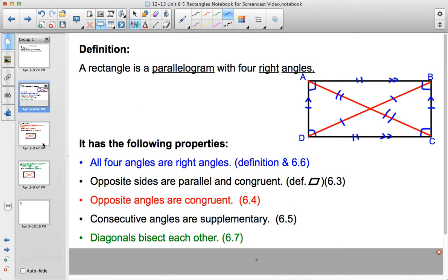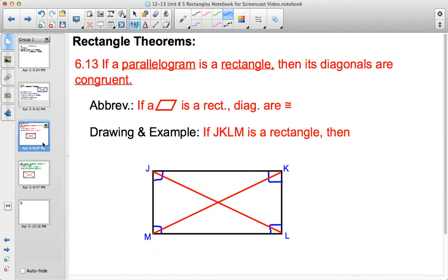We've got two of them for rectangles. Theorem 6.13: if a parallelogram is a rectangle, then its diagonals are congruent. So not only do the diagonals bisect each other, as in all parallelograms, but specifically for rectangles, the diagonals are going to be congruent to each other. So in abbreviated form, we write that if a parallelogram, using the symbol, is a rectangle, then the diagonals are congruent. There's the abbreviated form.